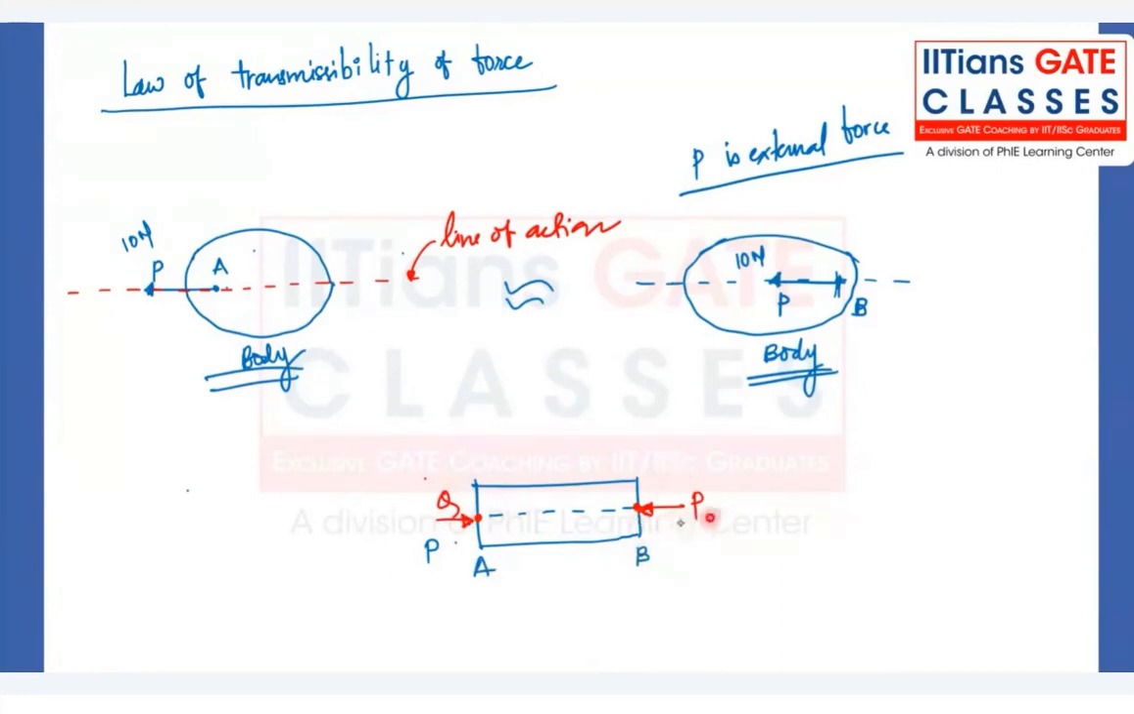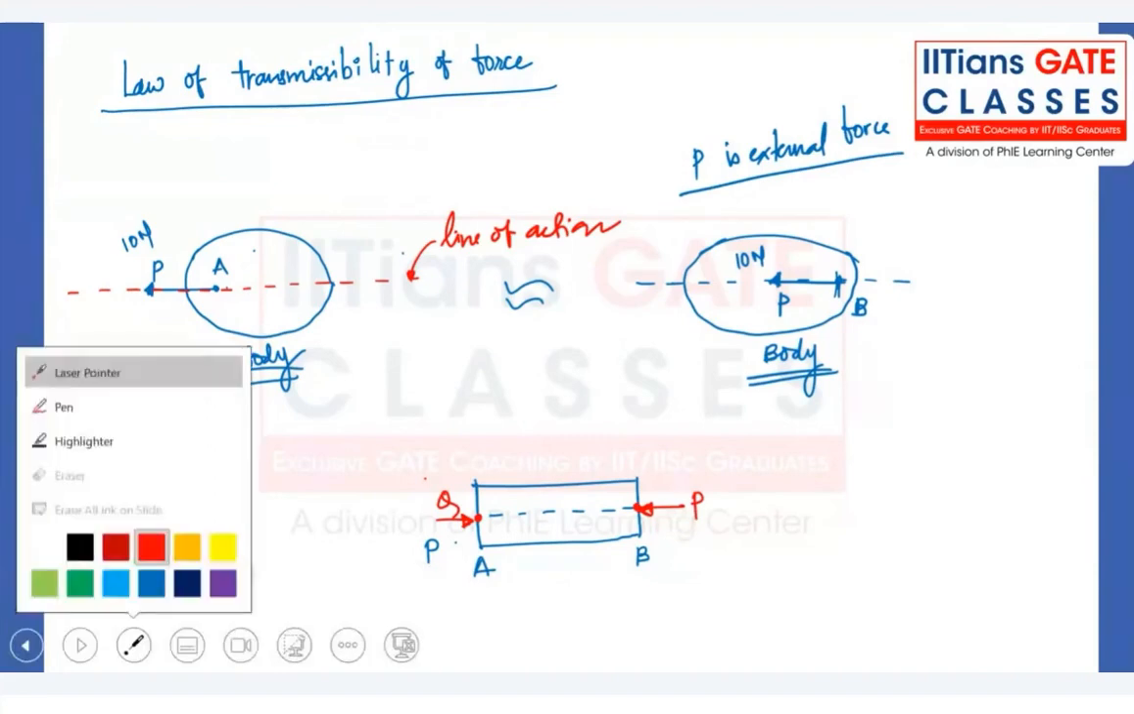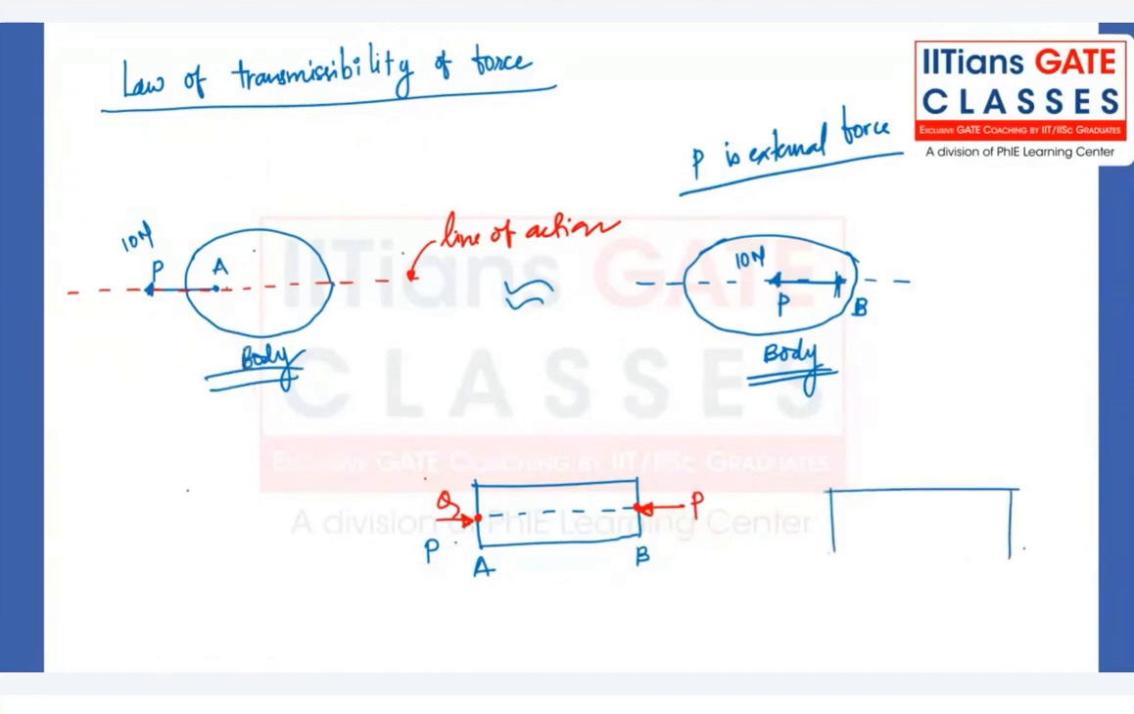And how will it look if you do that? Q will be here and P will be here, right? And both are satisfying the condition of the law of transmissibility of force, because we have kept the same magnitude, same direction, and same line of action. But here the effect is completely different. You can see in the first figure, they are producing compressive force. But in the second figure, now they are producing a tensile force, right?